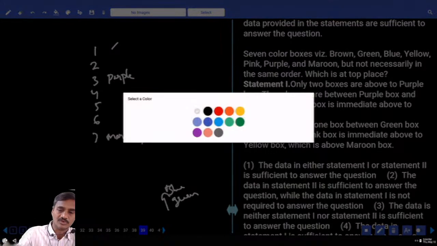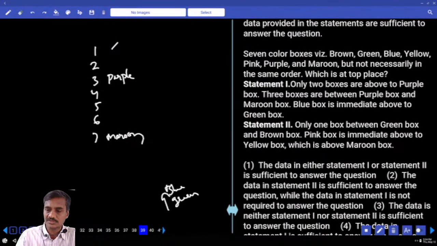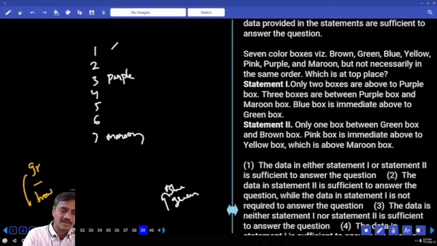Then coming to 2 alone, only 1 box between green and brown. Now between green and brown there must be exactly 1 box in any order. The order is not specified. And the pink box is immediately above yellow. Pink is immediately above yellow.